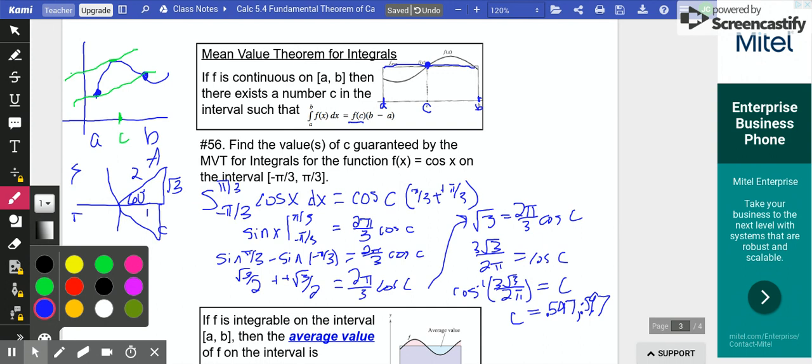Okay, so that is what the mean value theorem for integrals looks like. In the next video, we will talk about average value, which is what we did our Desmos activity on last week.